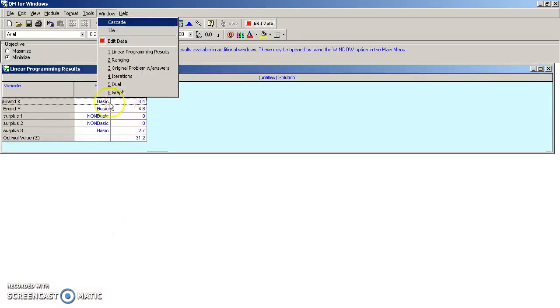And we can see the answer. We need 8.4 ounces of brand X, 4.8 ounces of brand Y, for a total cost of 31.2 cents per turkey. And of course, we don't have the integer requirement in here, but no biggie.